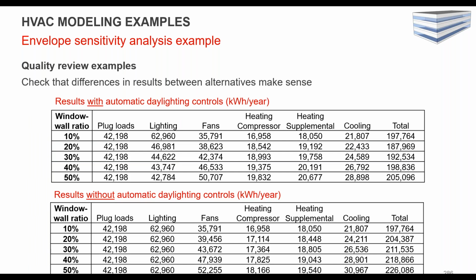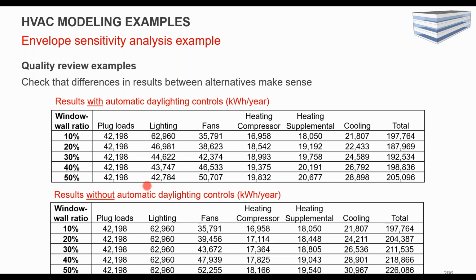And then again, check the differences between the two changes. So in this case, we ran an example with and without daylight controls, and different window to wall ratios, right? So with a higher window to wall ratio, you should start seeing your lighting going down. So you're going from say 62,000 kilowatt hours a year all the way down to 42 with the increase in window to wall ratio.